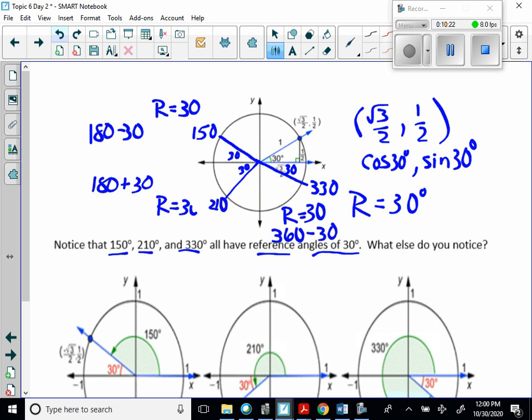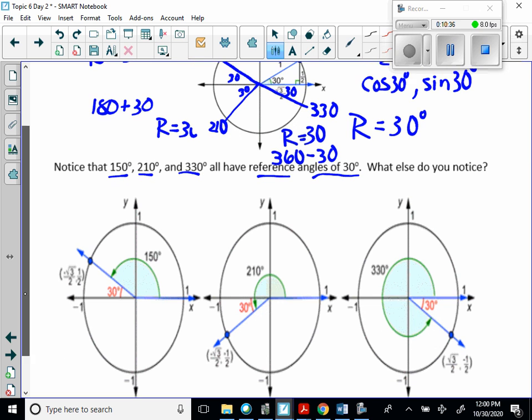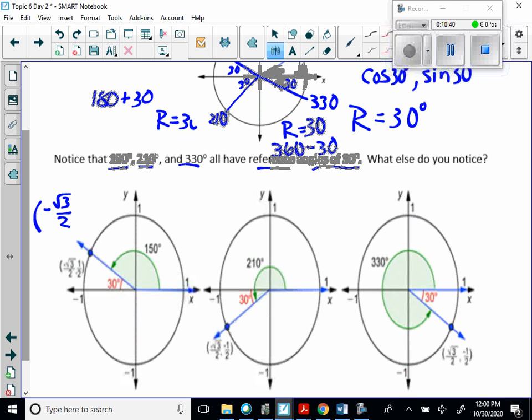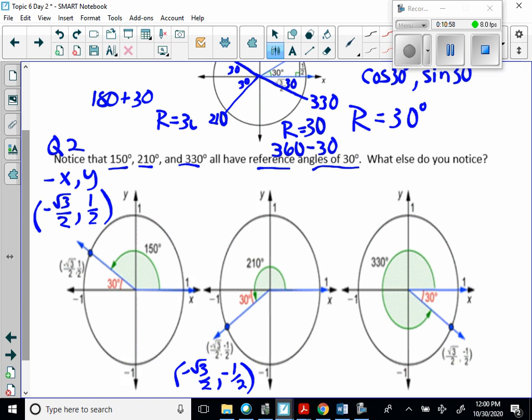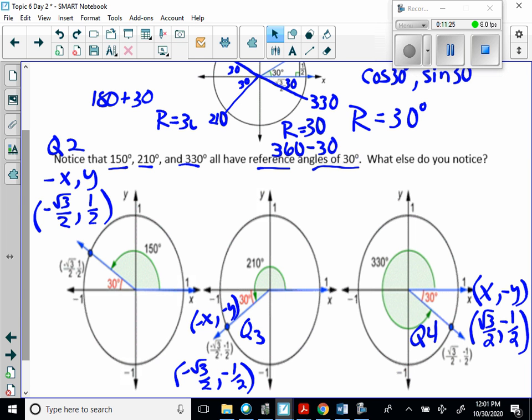Okay, so now when we build our ordered pairs for them, they should have really the same value, because the initial angle that we're looking at is 30 degrees for all of them. So what we notice is that 150 is negative root 3 over 2 comma 1/2, because this would be negative x, y, because you're in Q2, right? Now over here, it's going to be negative root 3 over 2 comma negative 1/2, because you're in Q3. In Q3, it's negative x, negative y, okay? And then in Q4, it's going to be root 3 over 2 comma negative 1/2, because the ordered pair is going to be x comma negative y in Q4. Okay, so that's the big idea here.